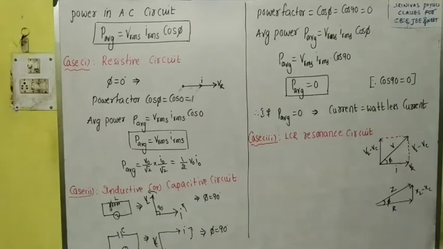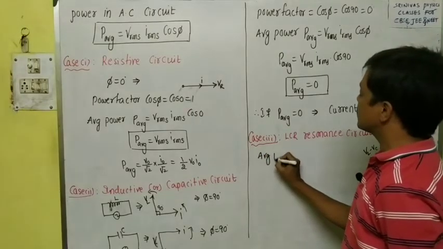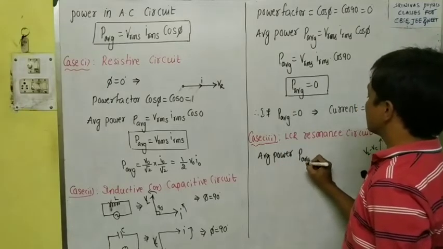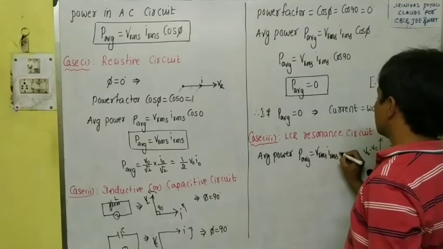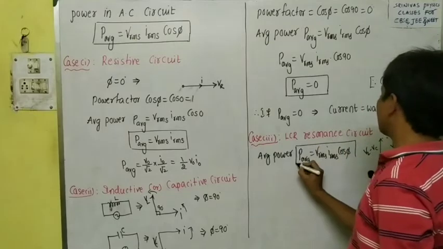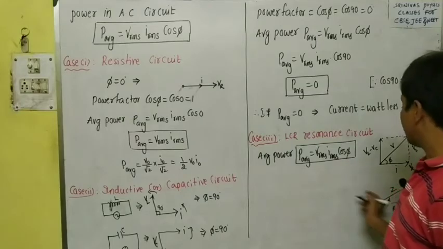Okay, in LCR circuit we write the average power as Vrms into Irms into cos phi. This formula we already derived in LCR circuit. In LCR circuit, what is cos phi in this? Already we know, R by Z.